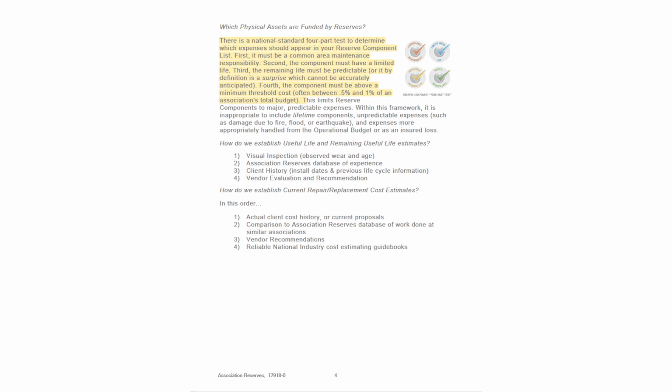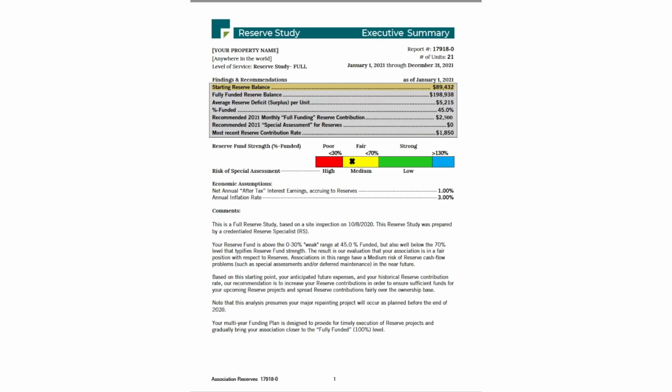Next, the starting balance as of the fiscal year start date. This is the total amount that is available in your reserve account. Think of the money in the account as a money market account or a savings account. This is the money that is earmarked for paying the repair, replacement, and maintenance of the common area reserve components.